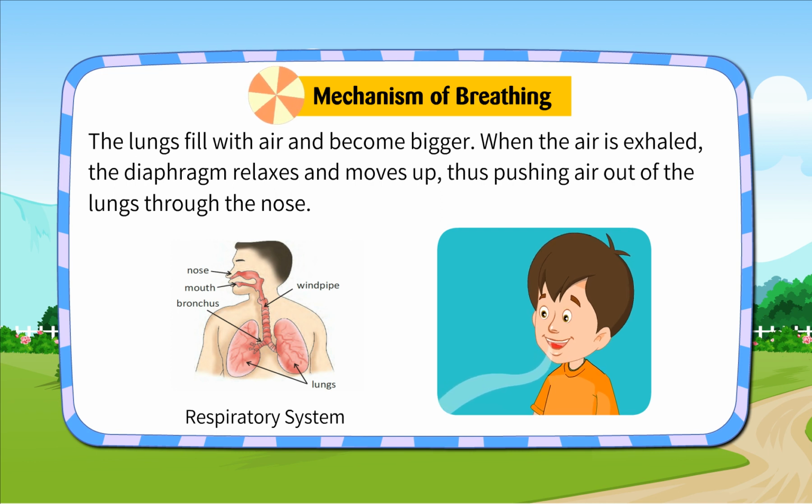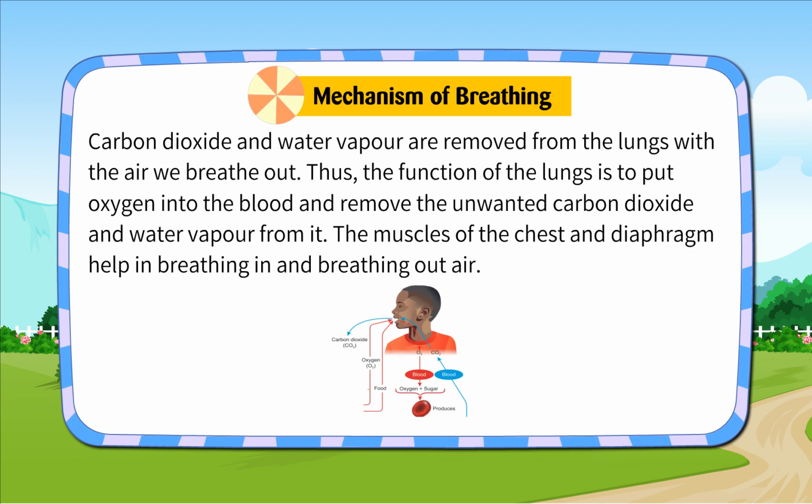When the air is exhaled, the diaphragm relaxes and moves up, thus pushing air out of the lungs through the nose. Carbon dioxide and water vapor are removed from the lungs with the air we breathe out. Thus, the function of the lungs is to put oxygen into the blood and remove the unwanted carbon dioxide and water vapor from it. The muscles of the chest and diaphragm help in breathing in and breathe out air.